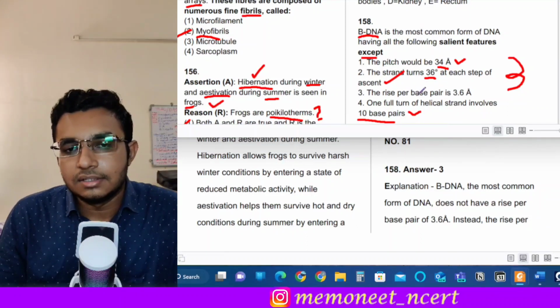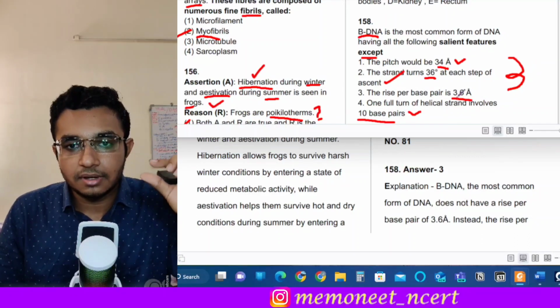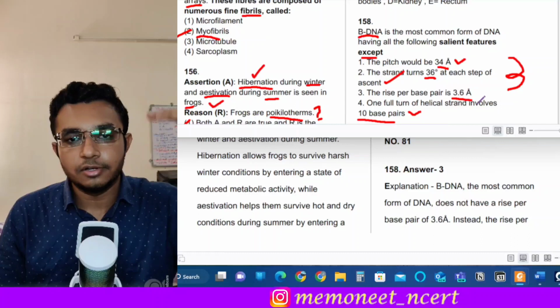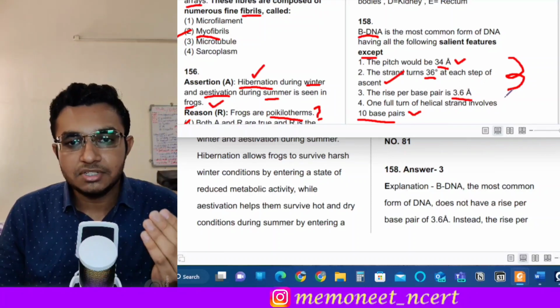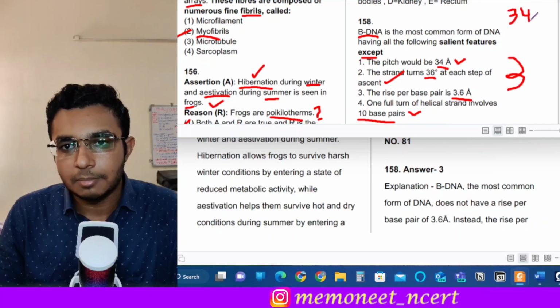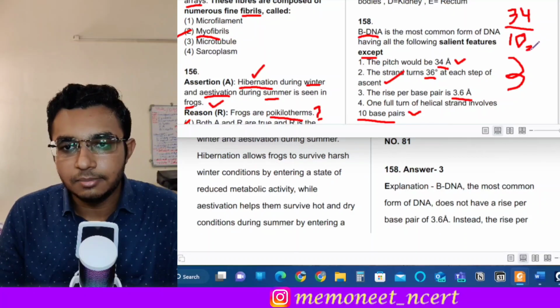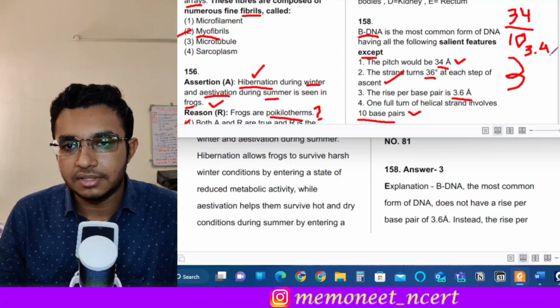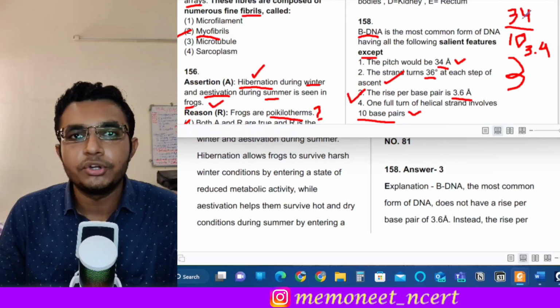Okay, and the third statement is the rise per base pair is 3.6 angstrom. Now see, we saw that the pitch is 34 angstrom, right? So the distance between each base pair, or the rise between each base pair, should be how much? There are 10 base pairs in each turn, and pitch is 34 angstrom. So when we divide pitch, that is 34 angstrom, by 10, then we will get how much rise is there in each base pair. Okay, so the answer over here will be 3.4 angstrom. But in the statement, it is given 3.6 angstrom. So this statement will be incorrect. The correct will be 3.4 angstrom.